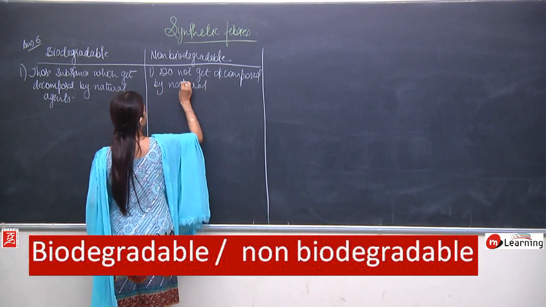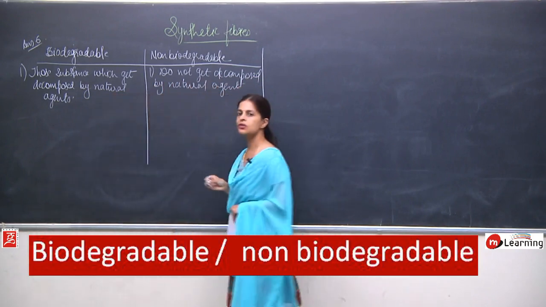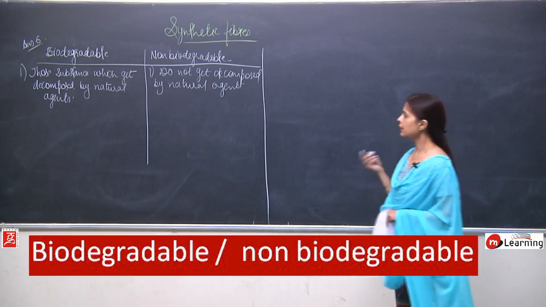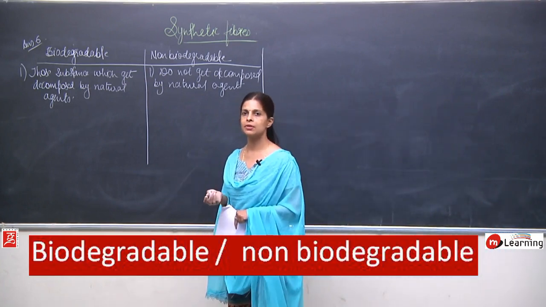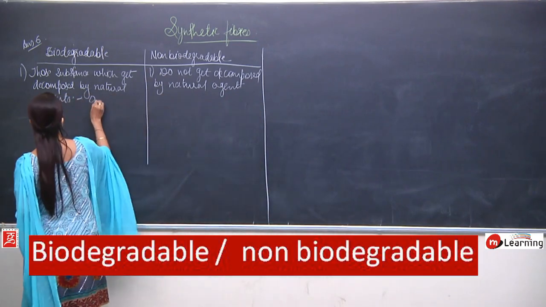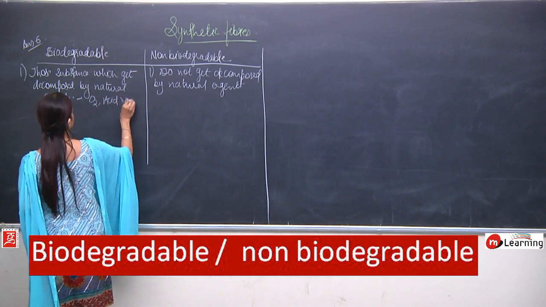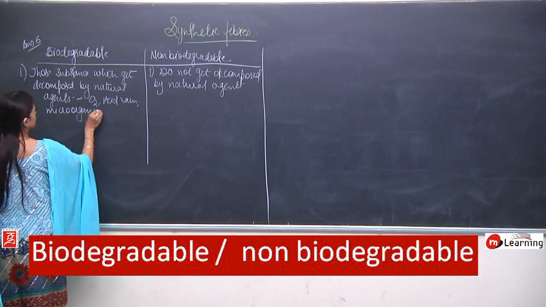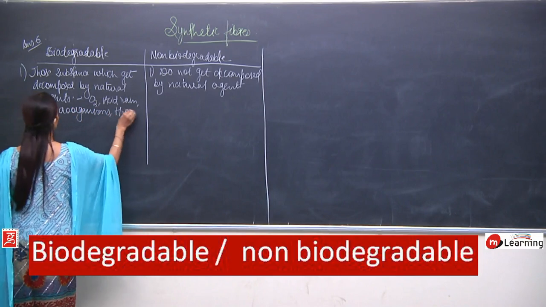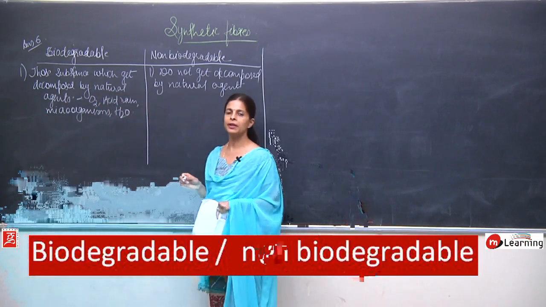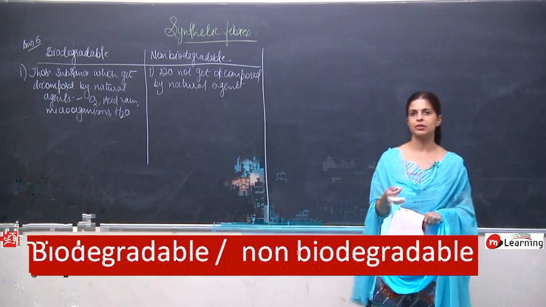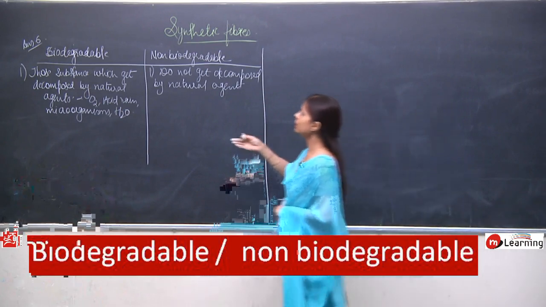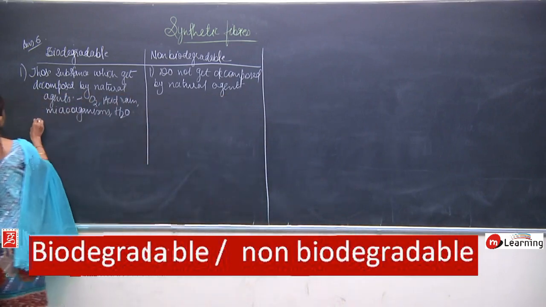Now children, what is the meaning of natural agents? Natural agents can be oxygen, acid rain, water, and even microorganisms. So all these are natural agents which help in decomposing. What is the meaning of decomposition? Breakdown into simpler organic substances. So after decomposition, what will happen? They get converted into simple organic substances.